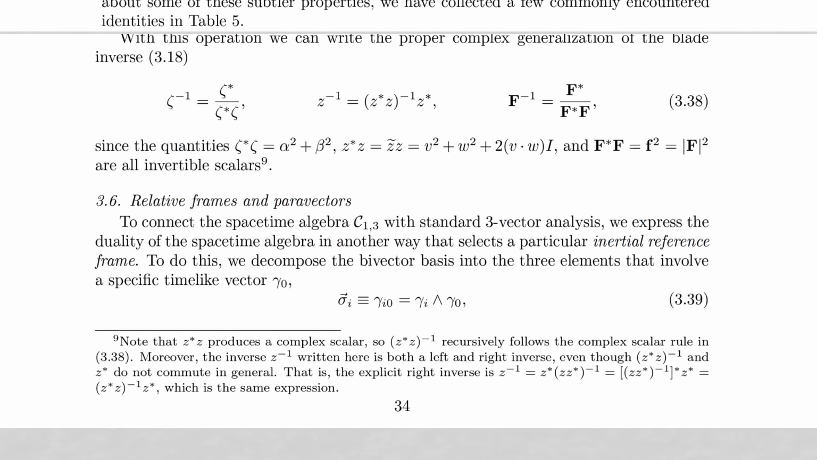This second one here is kind of interesting. This is a complex vector inverse, right? So you have a complex vector. What is the inverse of a complex vector? And you get this expression. This is actually pretty interesting. So let's flesh this one out.